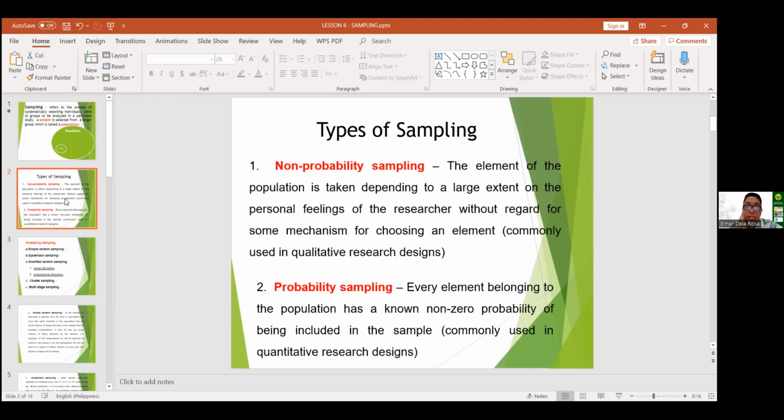Okay, so ulitin natin. If you have the population, for non-probability, you have the factor of personal feelings for the researcher to choose kung ano yung kanya maging sample. While in fact, sa probability sampling naman, every member of the population has equal chance. And not only equal chance, but a non-zero probability that he can be included as a sample. So we'll talk about the details of the probability sampling, because that's what we use in quantitative research design.